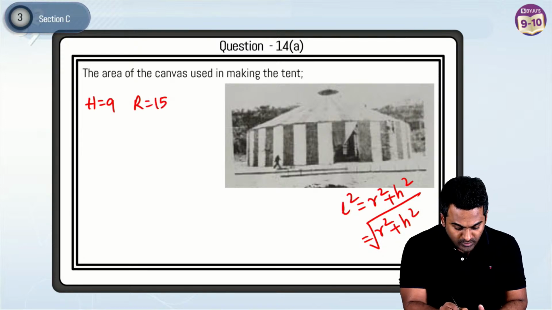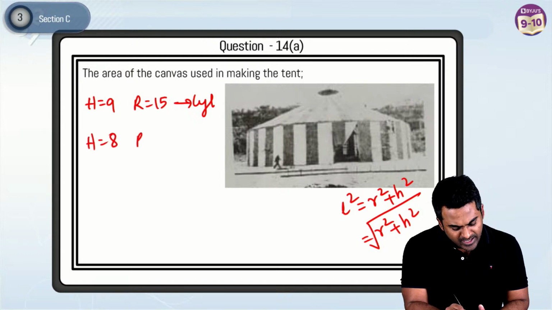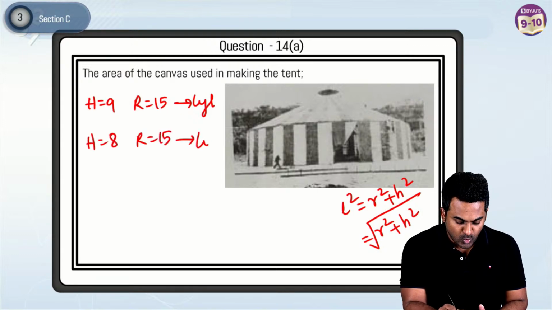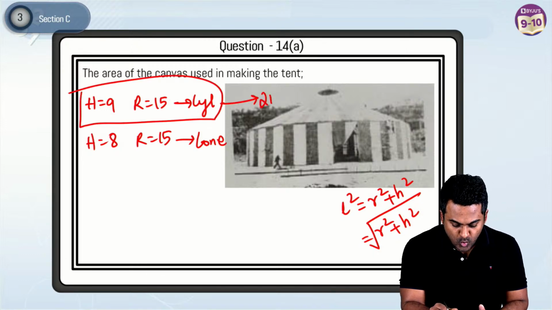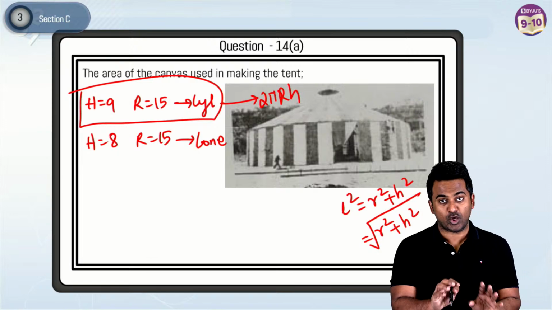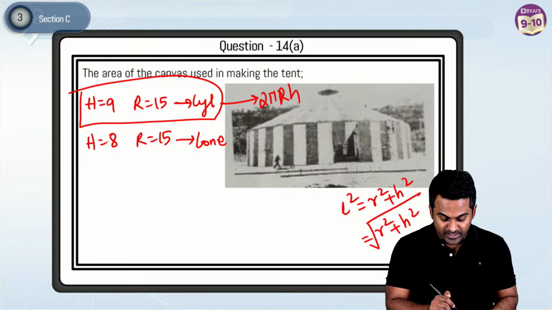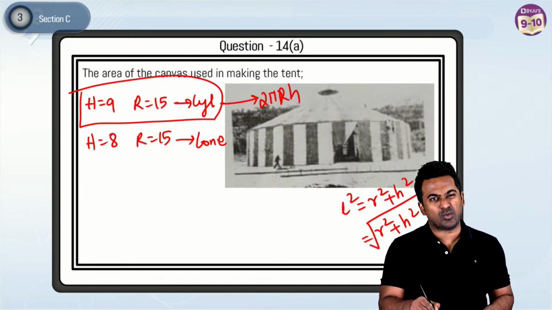And for the cone, this is for the cylinder. And for the cone, height is 8, radius is going to be the same 15 for the cone. Now you can substitute these values directly in 2 pi RH and you will get the lateral surface area of the cylinder. But then you have to figure out the slant height first.